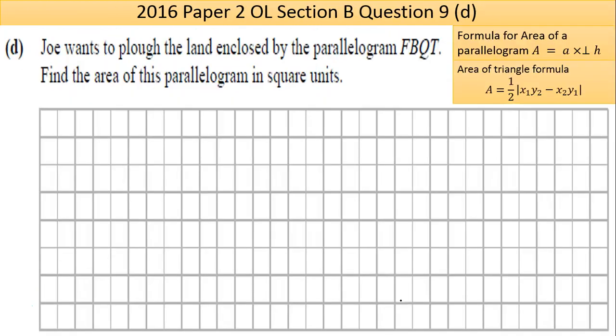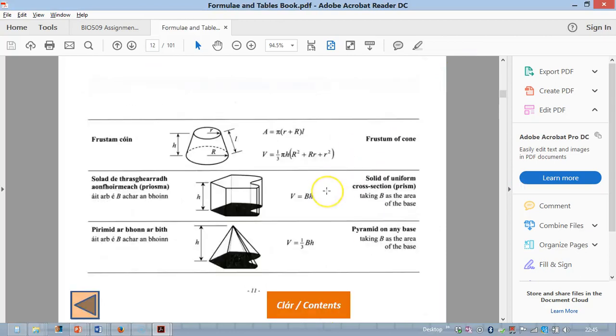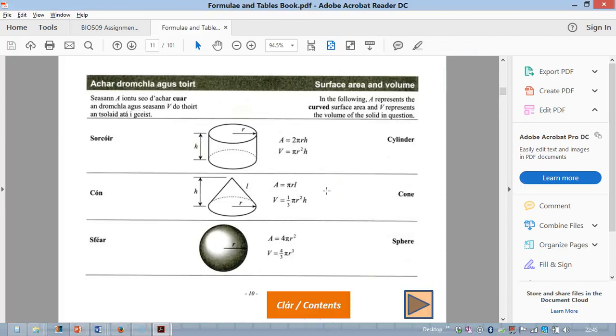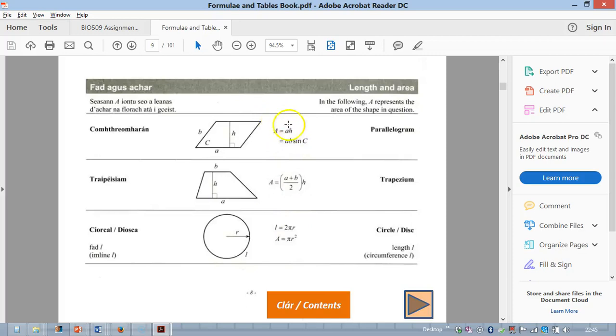Part D now says Joe wants to plough the land enclosed by the parallelogram, FBQT. Find the area of this parallelogram in square units. Now you have two options here. There is a formula for the area of a parallelogram in the maths tables, and I'll just show that there. Here we are. Parallelogram area equals A times H, A being the length of a side, H being the perpendicular height. So that's an option.